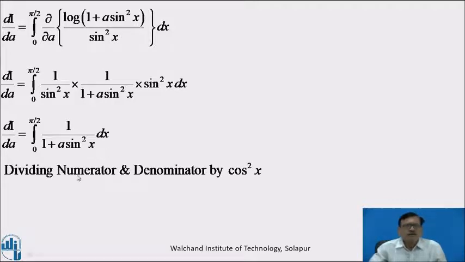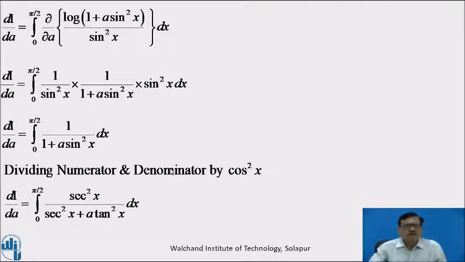Now to evaluate the integral, we have to divide numerator and denominator by cos square x. That is, dI by da equal to the integration from 0 to pi by 2 of 1 divided by cos square x, which means sec square x, over 1 divided by cos square x, which means sec square x, plus a sin square x by cos square x, which means a tan square x. Therefore, by dividing by cos square x you get this step.